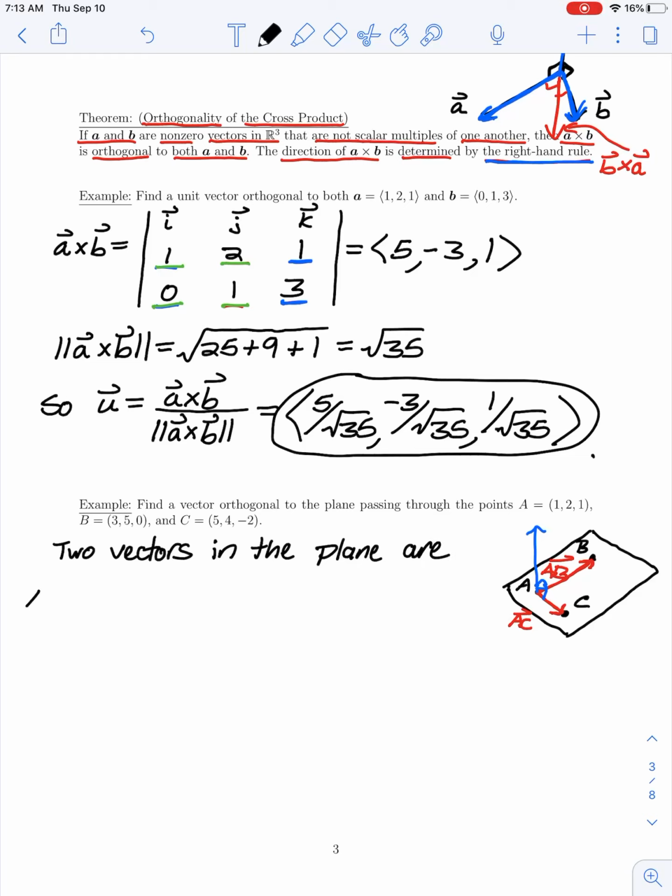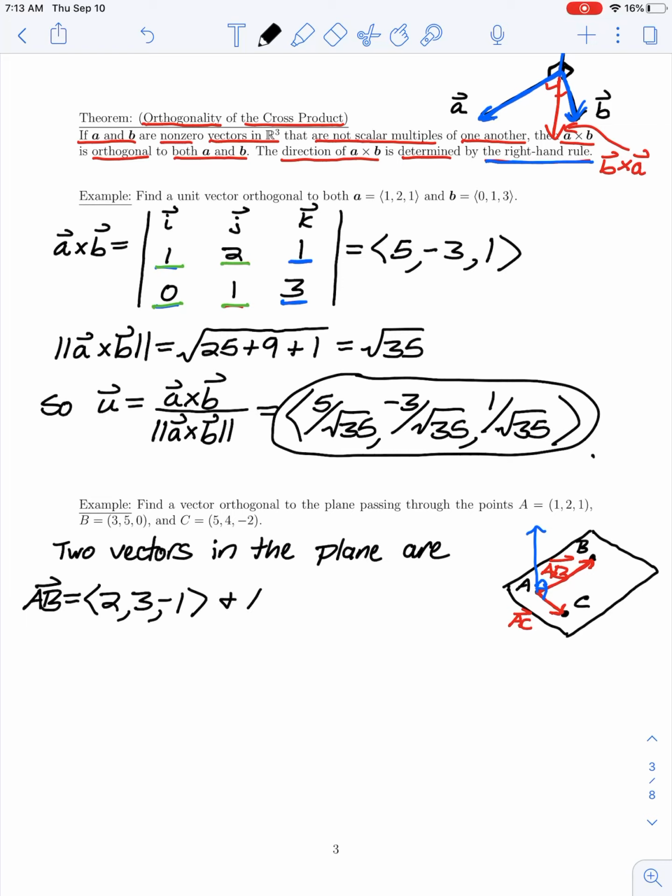for the vectors A, B. So to get our components of AB, we take the difference in the x, y, z components of our terminal and initial point. So for our first component, we've got 3 minus 1, which is 2. For the second component, we've got 5 minus 2, which is 3. And for our third component, we have 0 minus 1.